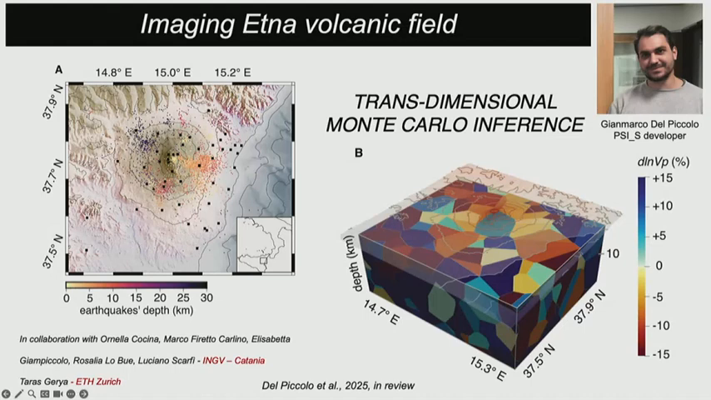These dots indicate the local seismicity, and the black squares indicate the seismic stations. This is a working collaboration also with colleagues from INGV Catania and ETH Zurich. For this imaging, we have used a new methodology, which is called transdimensional Monte Carlo inference. Basically the domain is discretized with the Voronoi tessellation. Each Voronoi cell has constant properties, so constant velocity anomaly relative to a 1D profile and constant P-wave anisotropy.